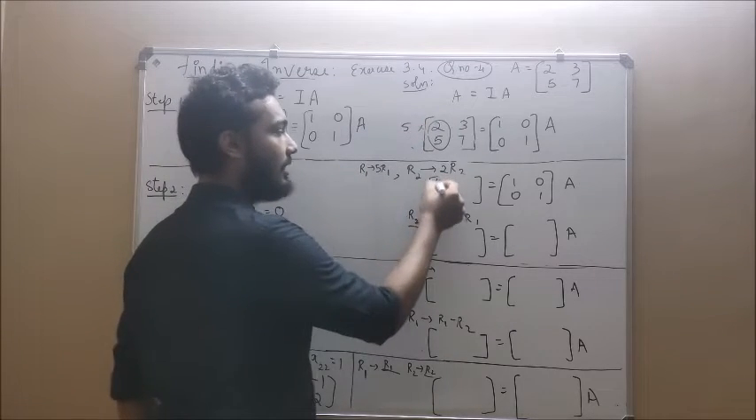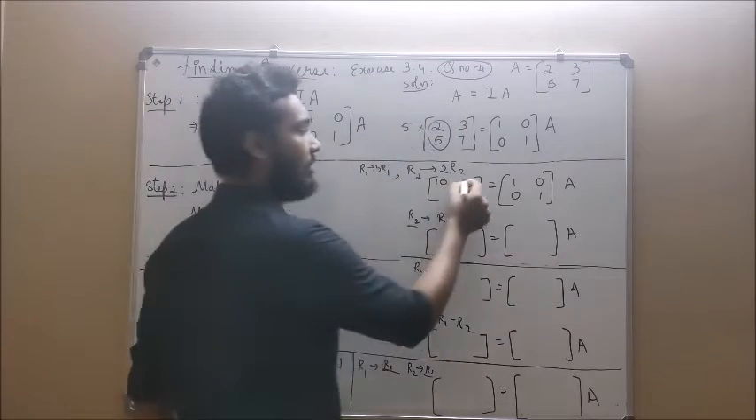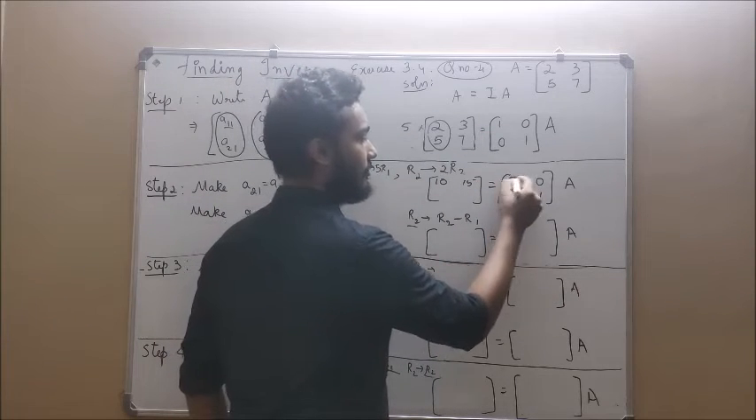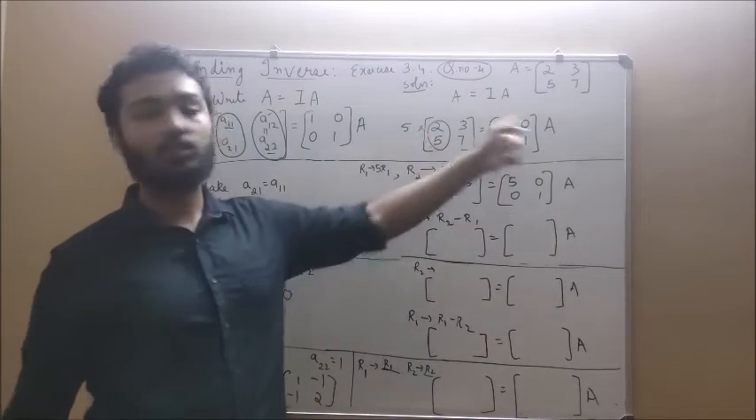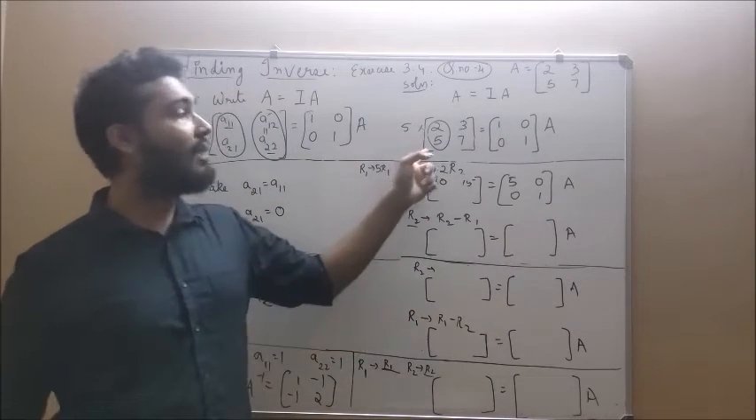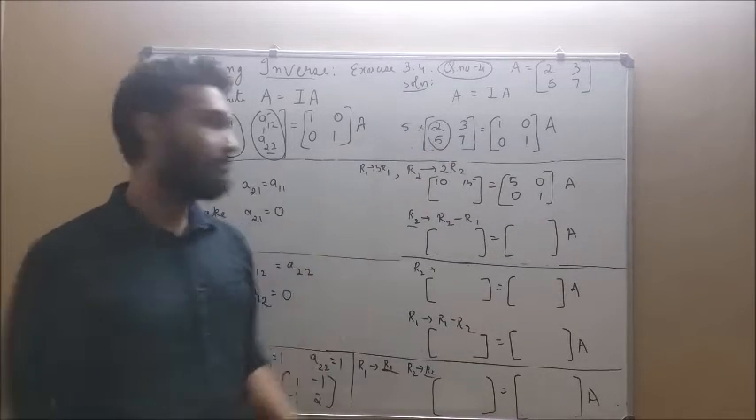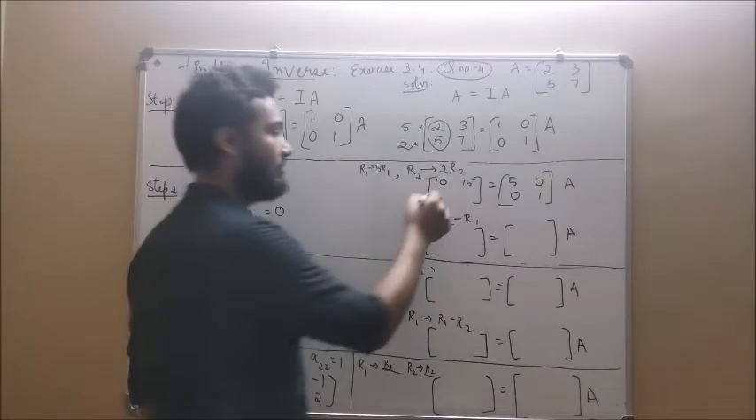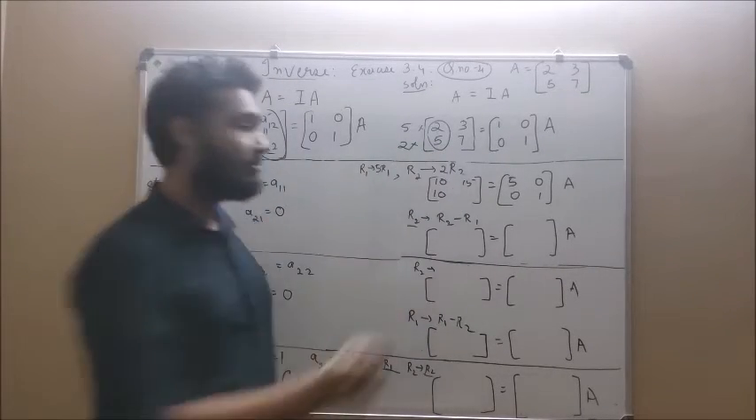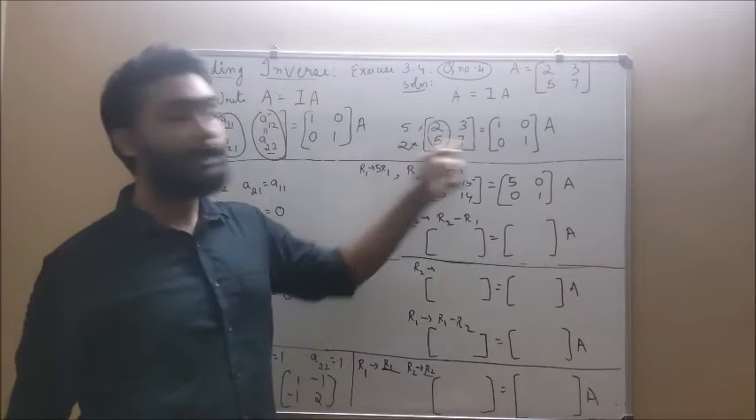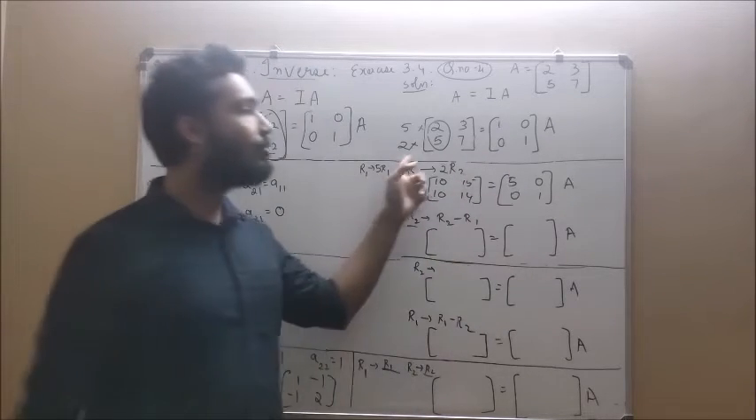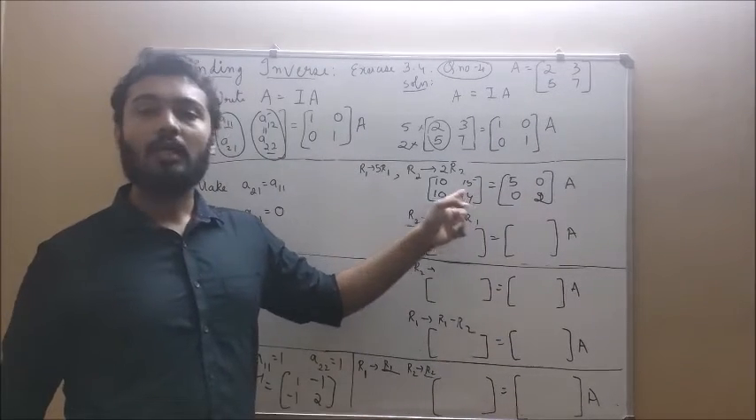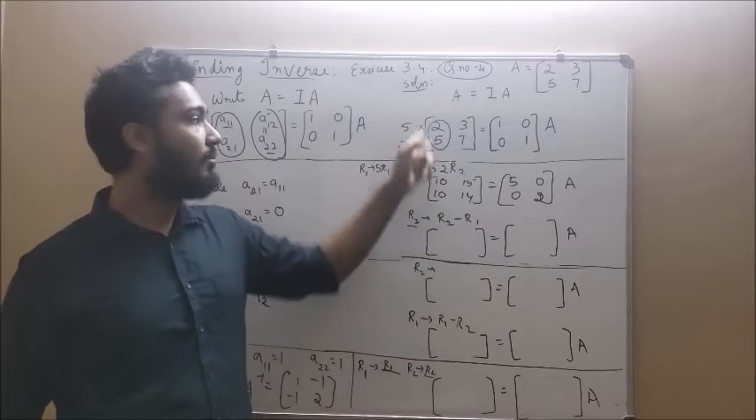5 2s are 10, 5 3s are 15, 5 1s are 5, and 5 into 0 is 0. Next we are multiplying the second row by 2. 2 into 5s are 10, 2 7s are 14, 2 into 0 is 0 and 2 into 1 is 2. So this is the matrix that we get after multiplying.